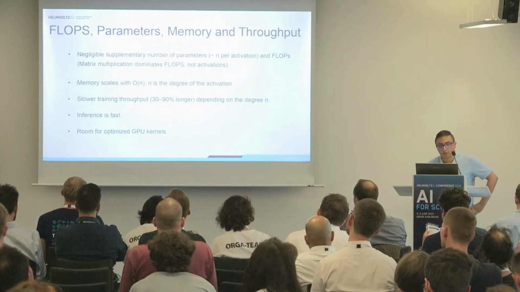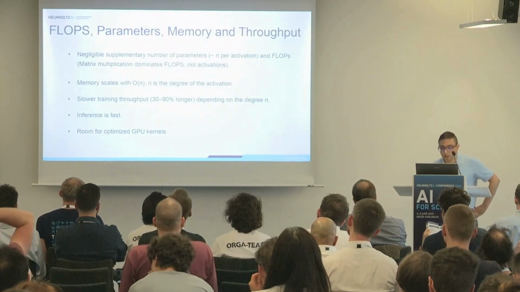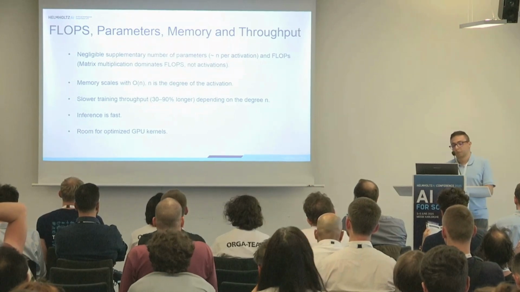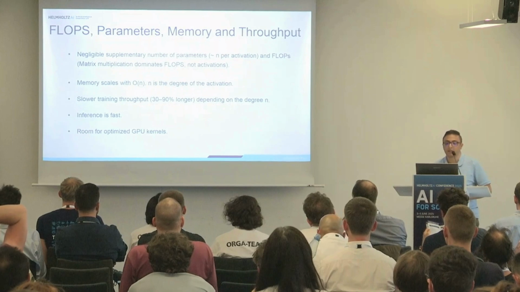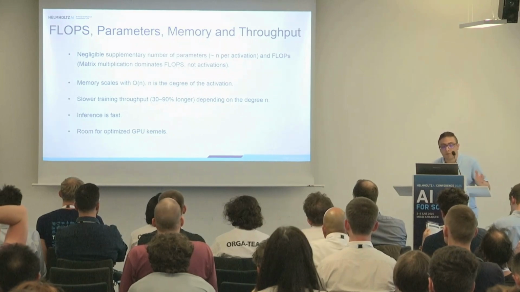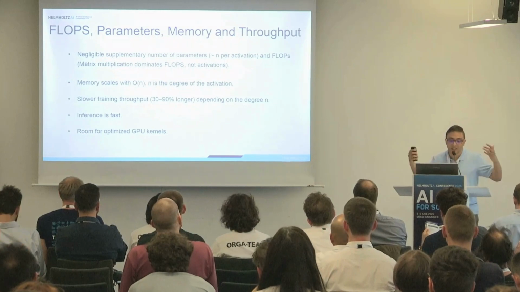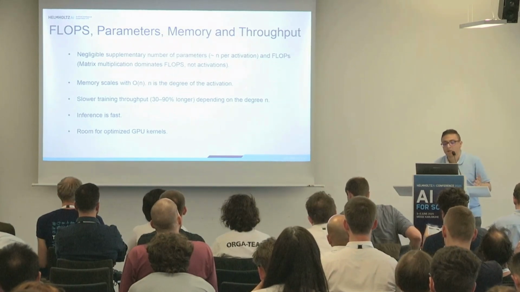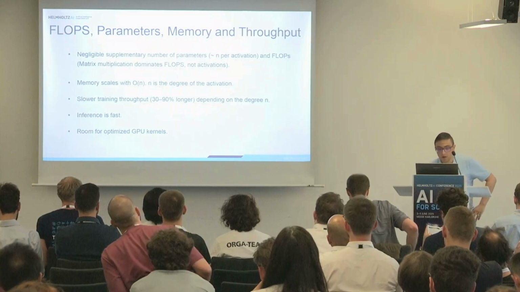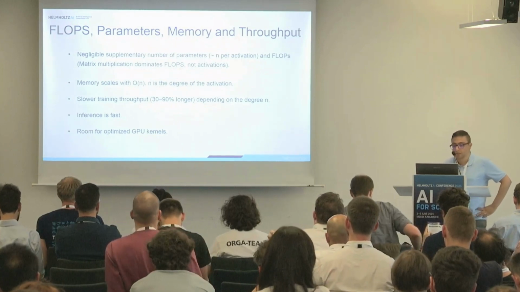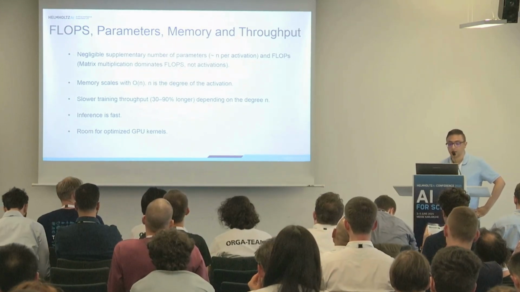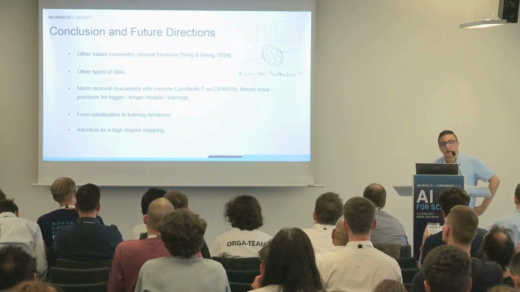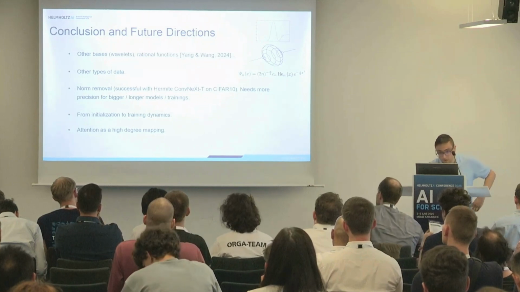So in terms of flops and parameters, those are negligible. It's like n extra parameters for Hermite activation. However, for memory, the activation's memory scales by an order of n, which could be problematic. Also, the training could get slower, but there is also room for optimization for this kind of activation. Inference remains fast.